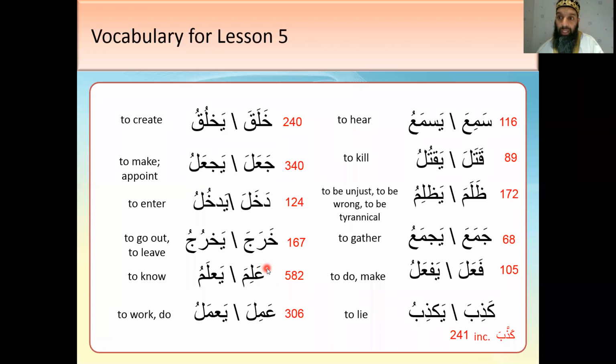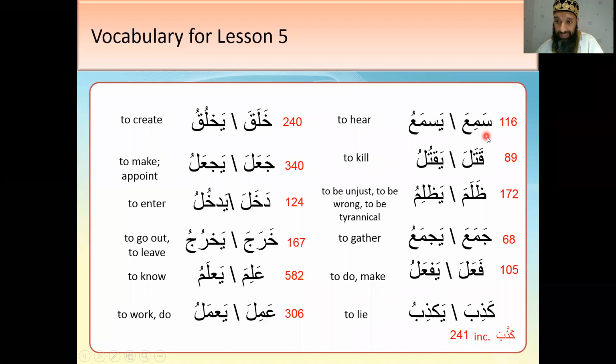Right. Alima, alim, ilm. That's where all that comes from. Alim, muallim, ulama, ilm. It all comes from alima. Alima means ilm, to know. Amila means amal. Amal means action. Ya'malun, ya'malu, for example. Right? Amal. And it's an Urdu word as well.